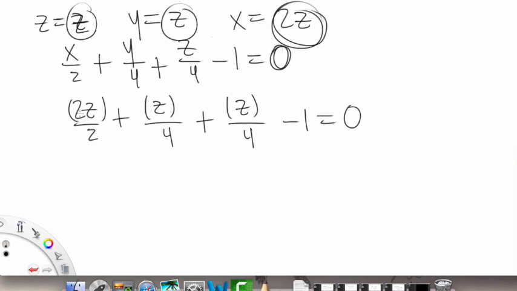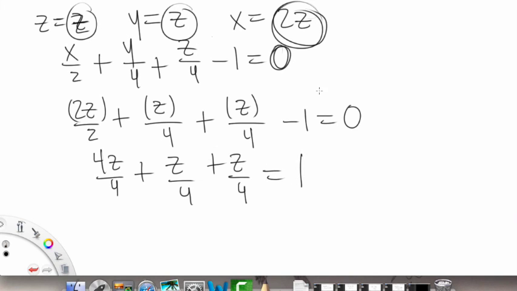Okay? So now instead of just crossing that out, I'm going to make a common denominator. So I'm going to make that a 4z over 4, and then we have plus z, and both of those are over 4. Okay, and then I'll just move that 1 to the right side. So now on the left side, we actually have a 4 plus 1 plus 1. So that's a 6z over 4 is equal to 1.